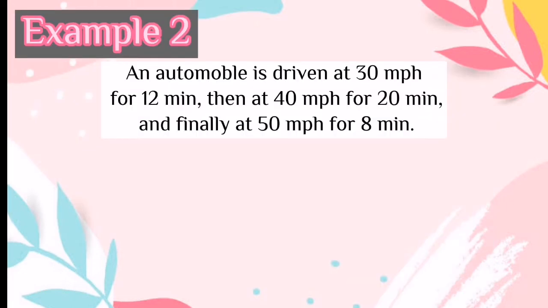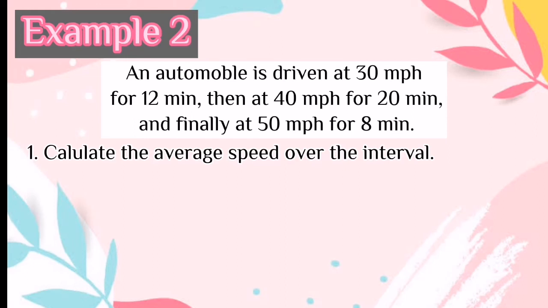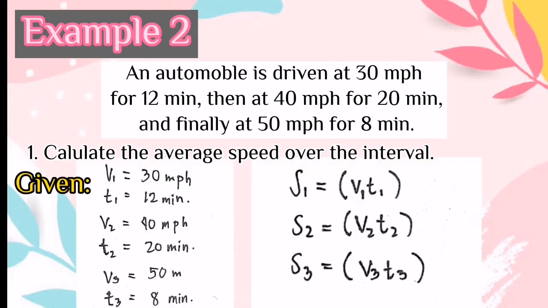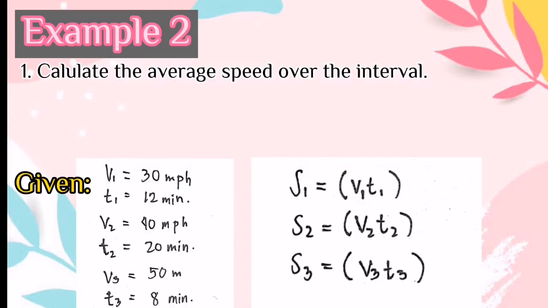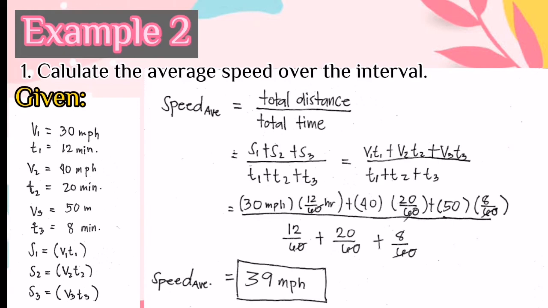So, example number 2: an automobile is driven at 30 meters per hour for 12 minutes, then at 40 meters per hour for 20 minutes, and finally at 50 meters per hour for 8 minutes. The question is, calculate the average speed over the interval. So, ito yung ating given. So, ang hinahanap natin ay yung average speed.